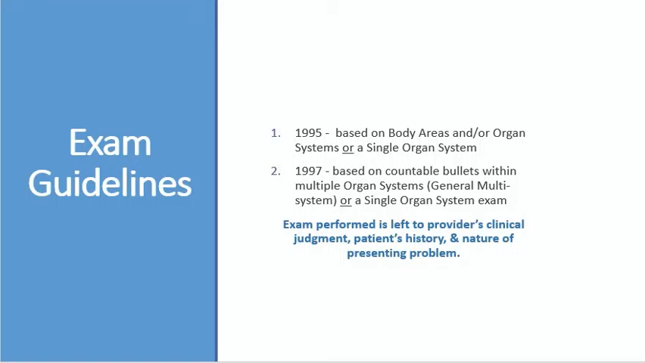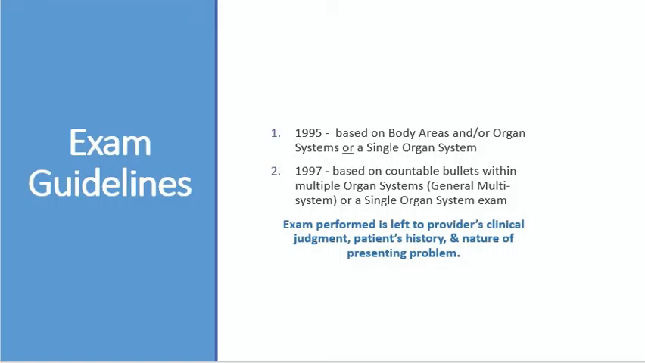Both sets of the guidelines require findings in organ systems and body areas. However, the 1995 guidelines do not require any specific number of findings for a body area or organ system. The 1995 exam guidelines are much more subjective, and some organizations may choose not to use them for this reason. The 1997 guidelines specify certain exam elements, also known as exam bullets, that would be assigned to each organ system or body area. They also specify how many of these bullets must be performed and documented in a certain number of organ systems and/or body areas for each level of exam.